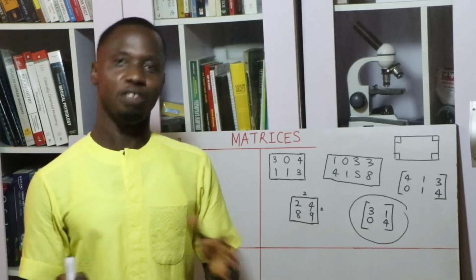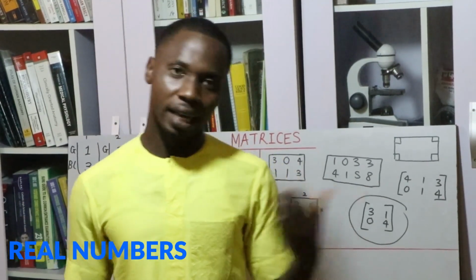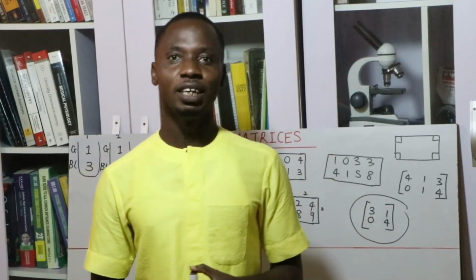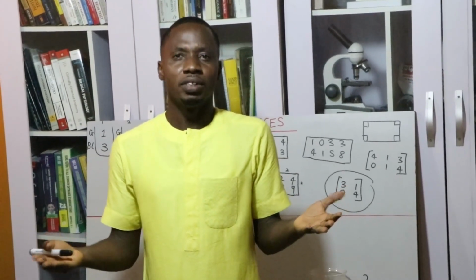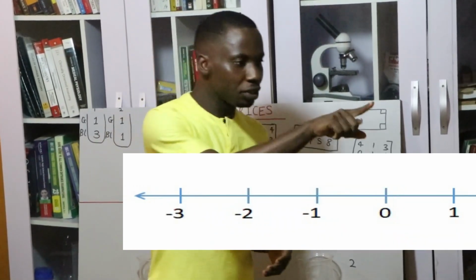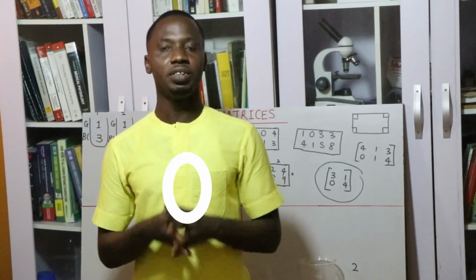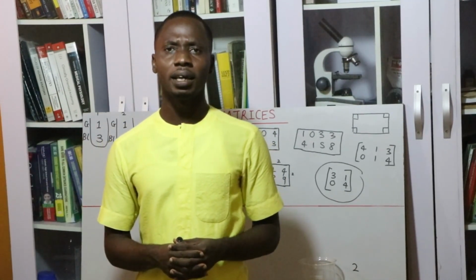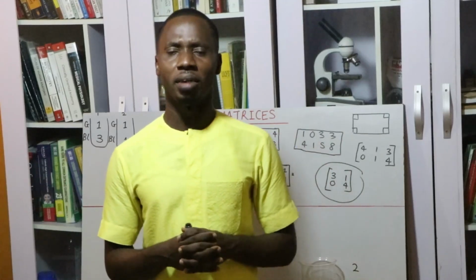The next thing we'll be talking about are real numbers and imaginary numbers. What are real numbers? Just as the name says, real numbers are numbers that are real. Real numbers are numbers you can find on a number line. Negative numbers are real numbers. Zero is a real number. Positive numbers are real numbers. So if all the numbers you can find on a number line are real numbers, Mr. Roy, which one is an imaginary number?